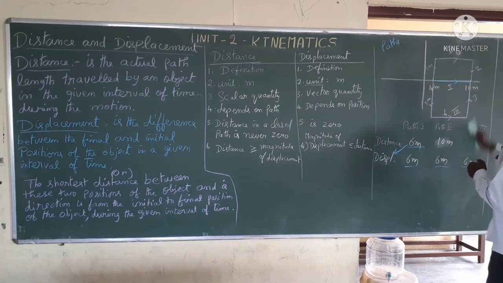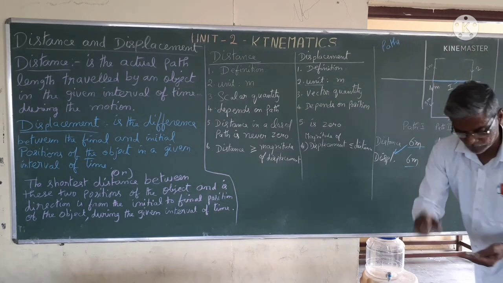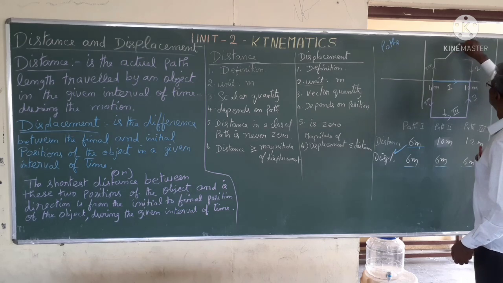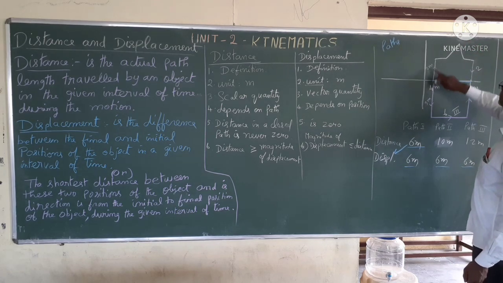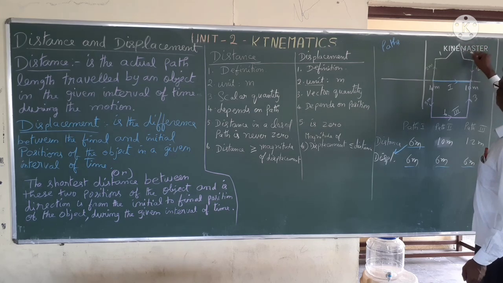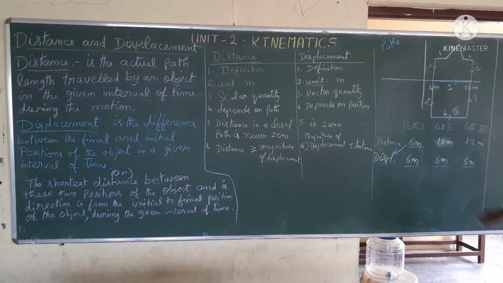For example, now this is 2 meter, 1 meter, 2 meter. Now in the second part, I just increase the length. Now you see, the distance depends on what? 2, 3, 4, 5, 6, 7, 8, 9, 10. So it becomes 10 meter, so it depends on the path. But you see the displacement: initial position is 4, final position is 10.